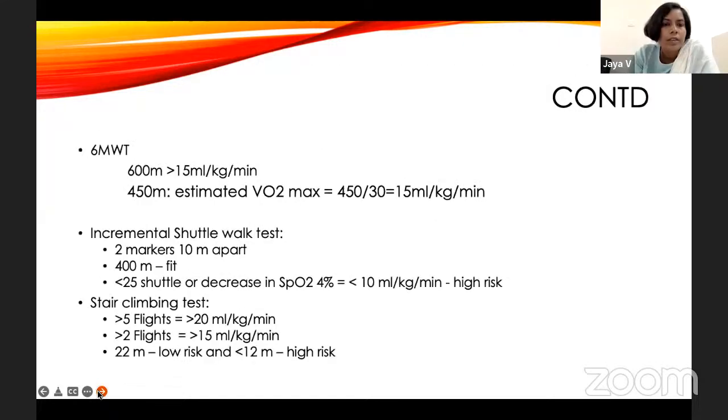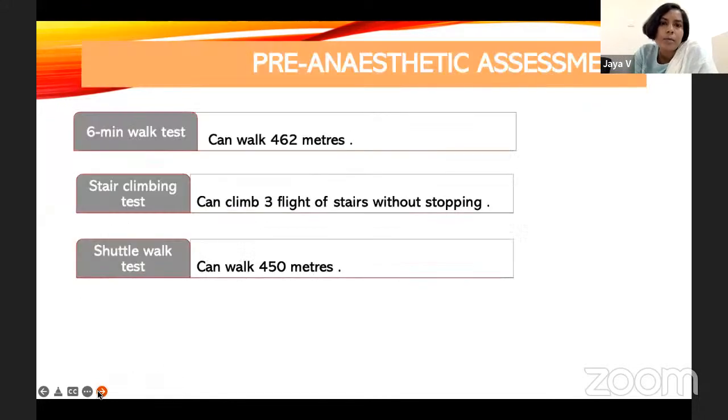So these are the tests you already mentioned, and when this patient did the 6-minute walk test, the patient was able to walk 462 meters and could climb 3 flights of stairs. So what will be the VO2 for this patient? VO2 may be just around the borderline.